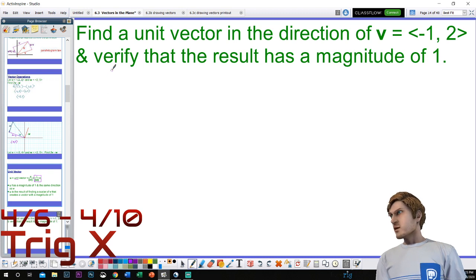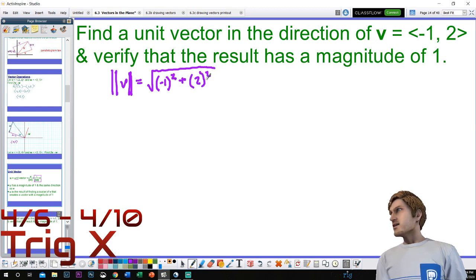Alright, so let's go. First, I need to find the magnitude. So first thing I do is do my little double bars of the v. In order to do the magnitude, that's the distance, remember, I'm going to do the distance formula. Since it's in component form, it is super easy to do. I take the x value and the y value, I square them, I add them together, and my calculator says that that is 5. So my magnitude of the original vector is the square root of 5.